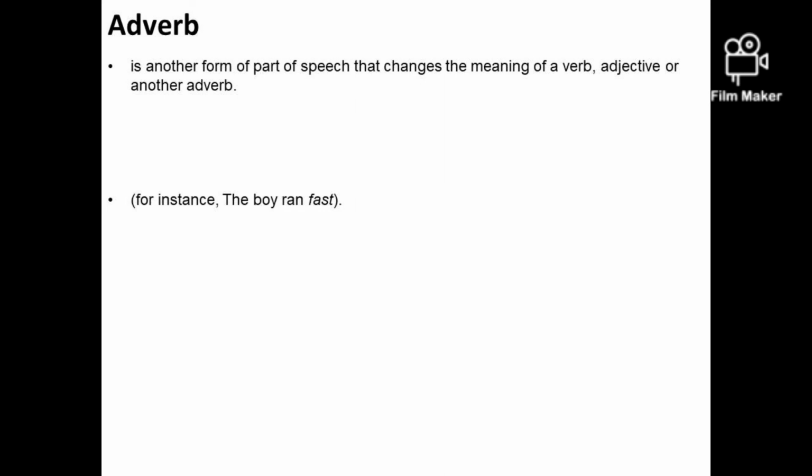What if I use a different adverb? I say slow instead of fast. The boy ran slow. So now it changes the meaning of the verb. He did not run fast this time. He ran slow. So that is an adverb for you. It works basically like that. It's a part of speech that modifies a verb, an adjective, or even another adverb. That is an adverb for you guys.